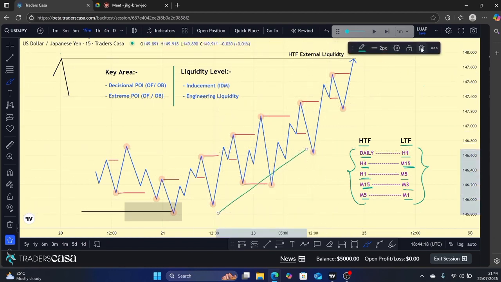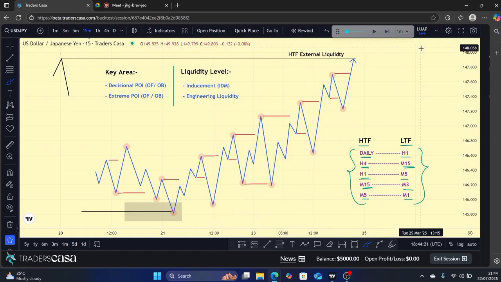So this is a bullish scenario, and whatever we'll be covering here is applicable in the bearish scenario as well. Right, so right here, like I said, we need a key area first on the higher time frame. Price needs to interact with the key area. By that, I mean a mitigation.